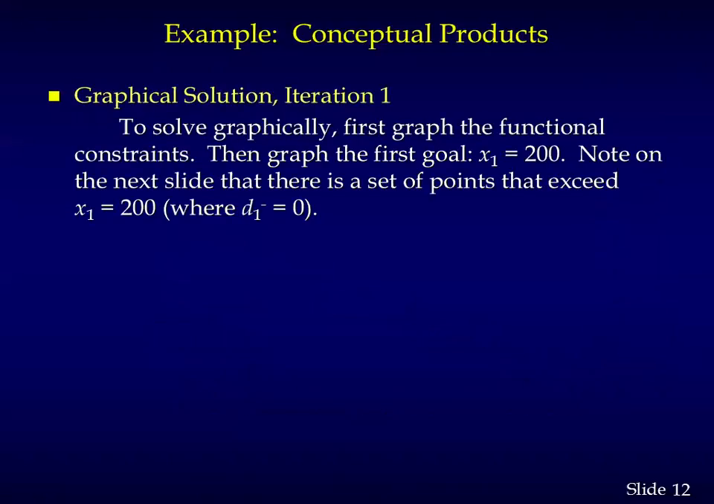I think they're going to try to do a graphical solution. We'll do both. First, let's understand what is done graphically. So the first graph is, of course, of the functional constraints. To solve graphically, first graph the functional constraints, then graph the first goal, x1 equals 200. Note that in the next slide, there's a set of points that exceed x1 equals 200.